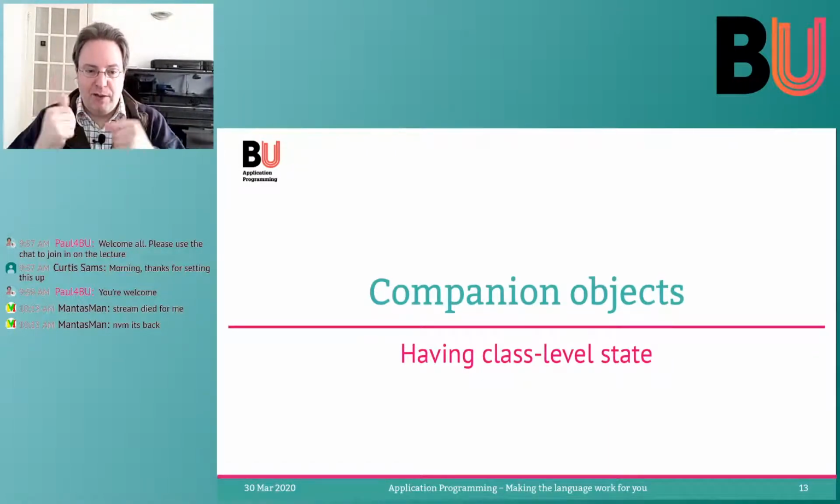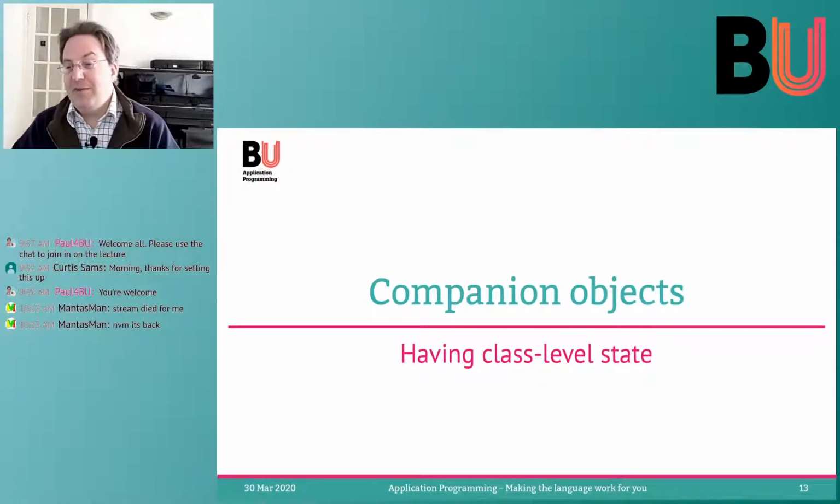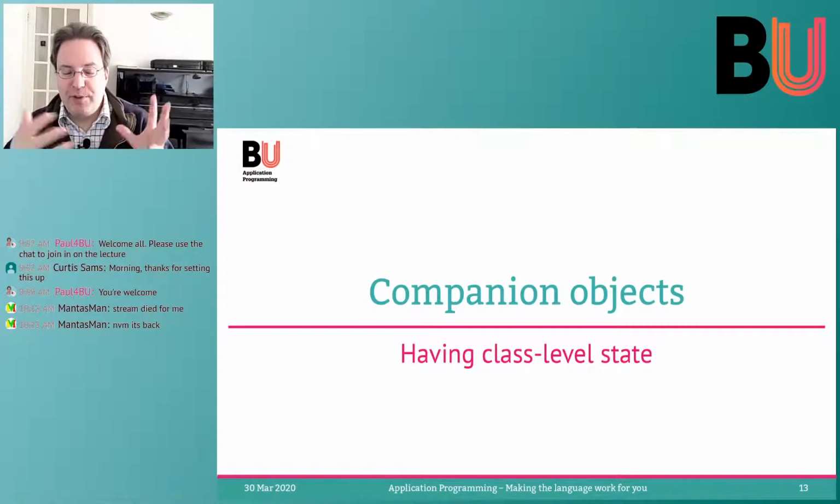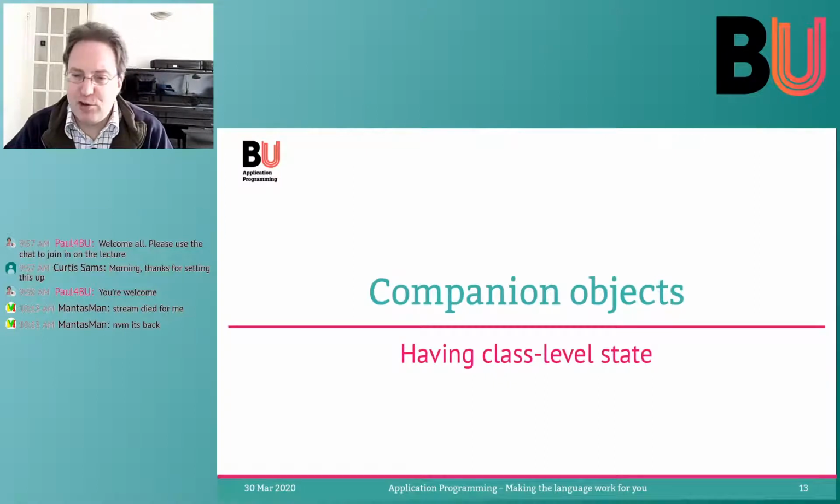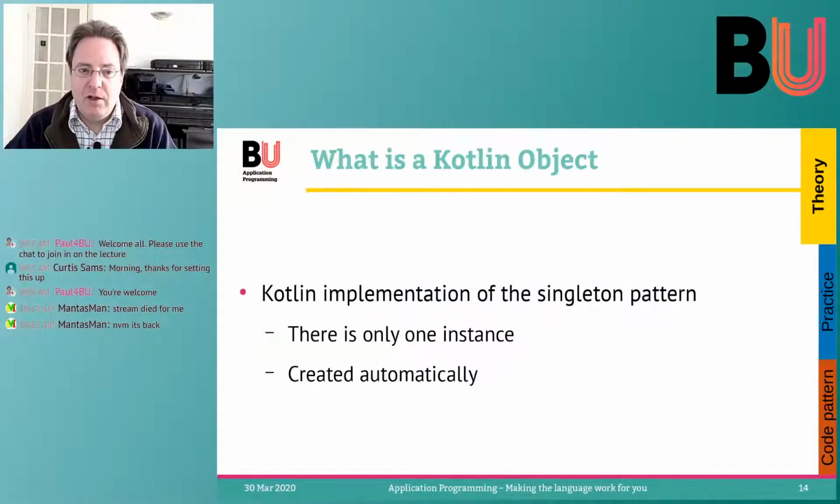So companion objects basically are Kotlin's approach to this. They are less confusing because we don't have to sprinkle static everywhere. There are some disadvantages in some cases, but in general it's less confusing. So in general we have these objects. Hopefully you remember I did talk about it before.